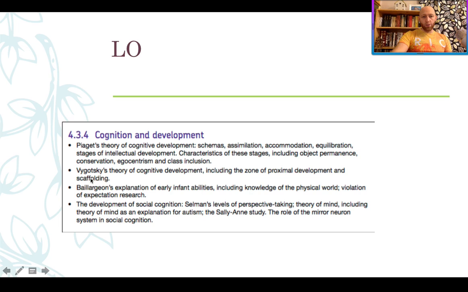As always, as you can see, you need to know Vygotsky's theory of cognitive development, including the zone of proximal development and the concept of scaffolding.